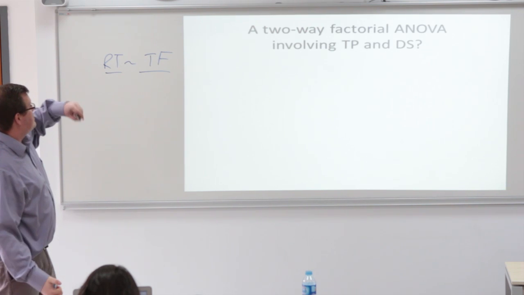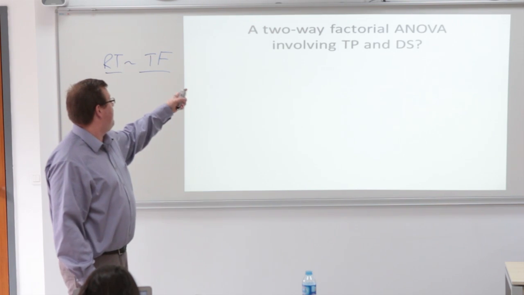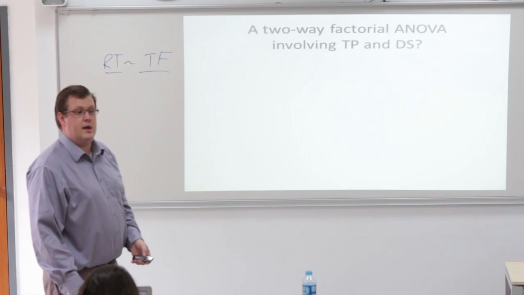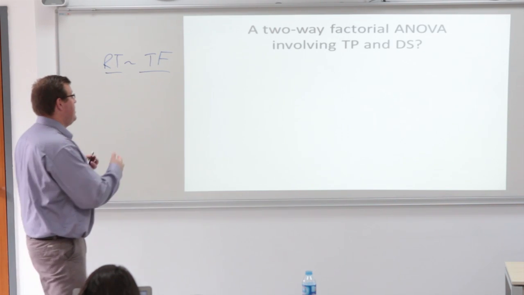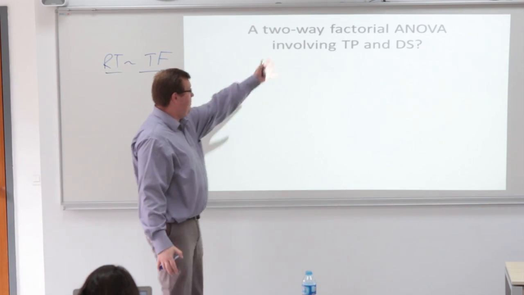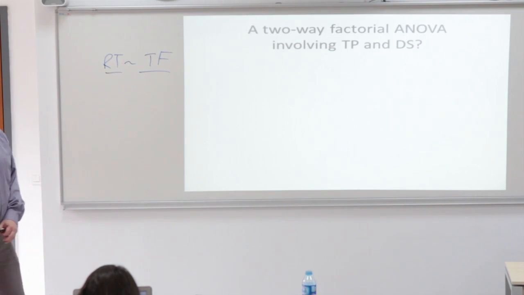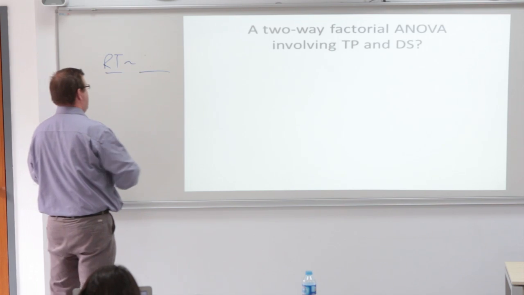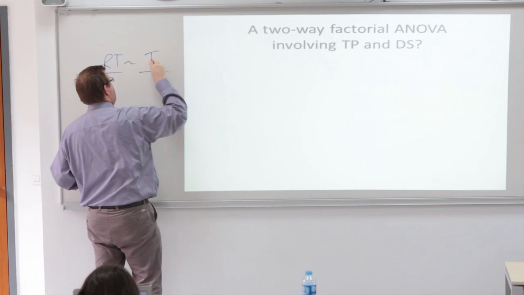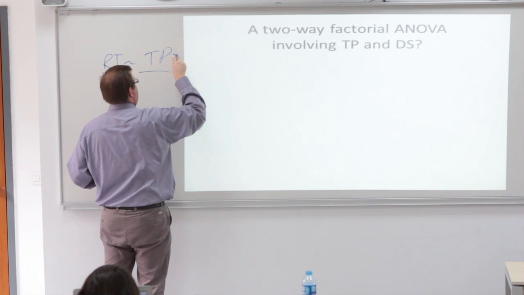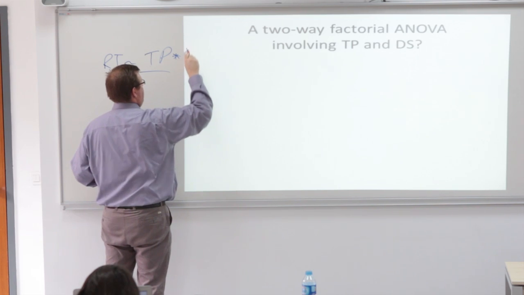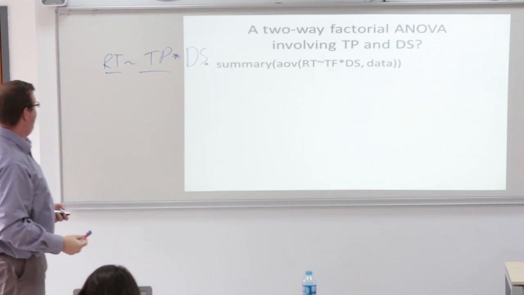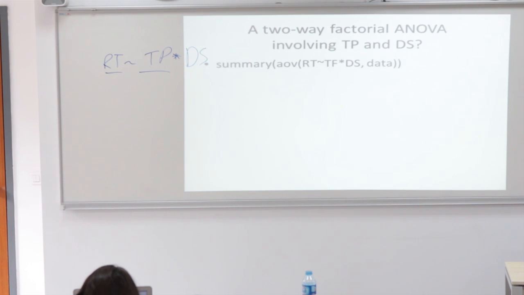Okay, so let's talk about a two-way factorial ANOVA involving target presence and display size. We did a three-way factorial ANOVA involving 3 factors. Now how about a two-factor ANOVA? What would our model be? TP? Yes. Go ahead, try.